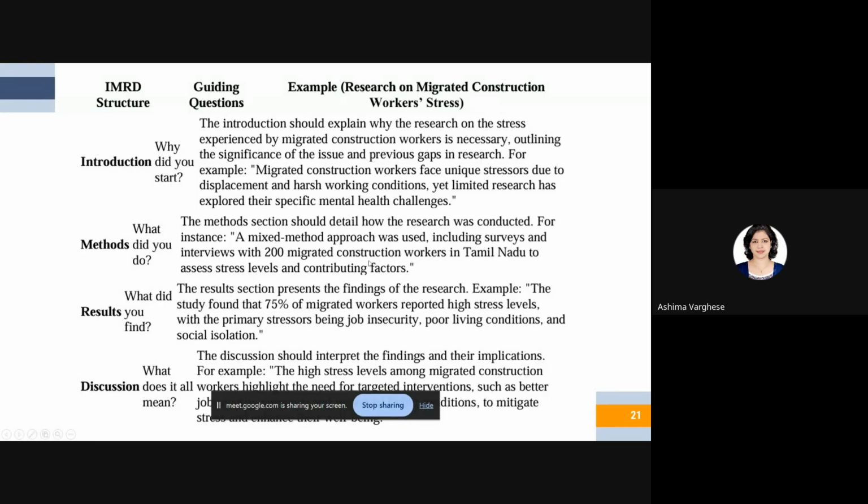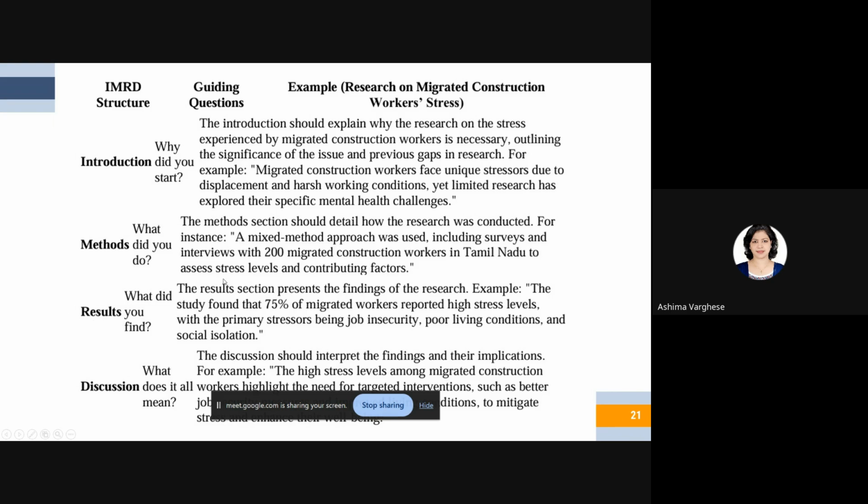Questionnaires: migrated construction workers are mostly illiterate and unable to write, so there's no need for questionnaires here. Only schedules or interviews are enough. So we have conducted interviews with 200 migrated construction workers in Tamil Nadu to assess the stress levels and the contributing factors that you need to mention. Now, the results. What did you find?